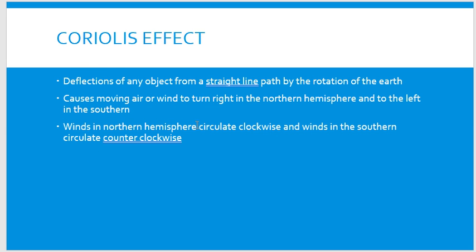So something that occurs in the atmosphere is what we call the Coriolis effect. This is the deflection of any object from a straight line path by the rotation of the Earth. It causes moving air or wind to turn right in the northern hemisphere and to the left in the southern hemisphere. It also causes the winds in the northern hemisphere to circulate clockwise, and winds in the southern hemisphere circulate counterclockwise.